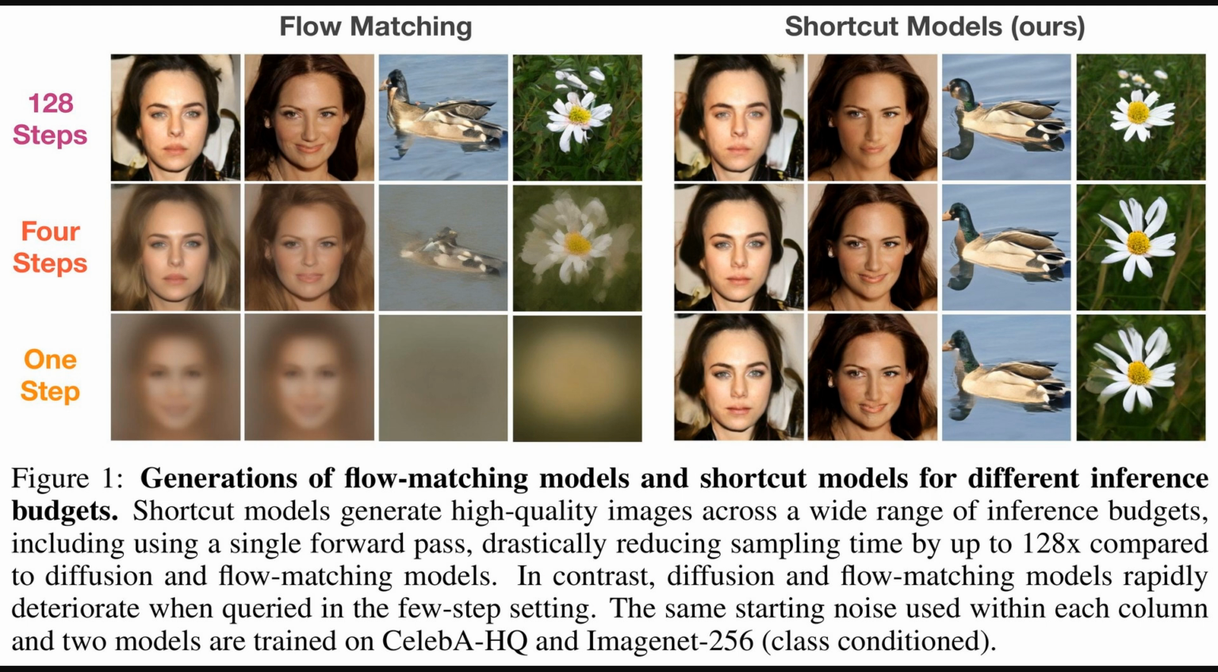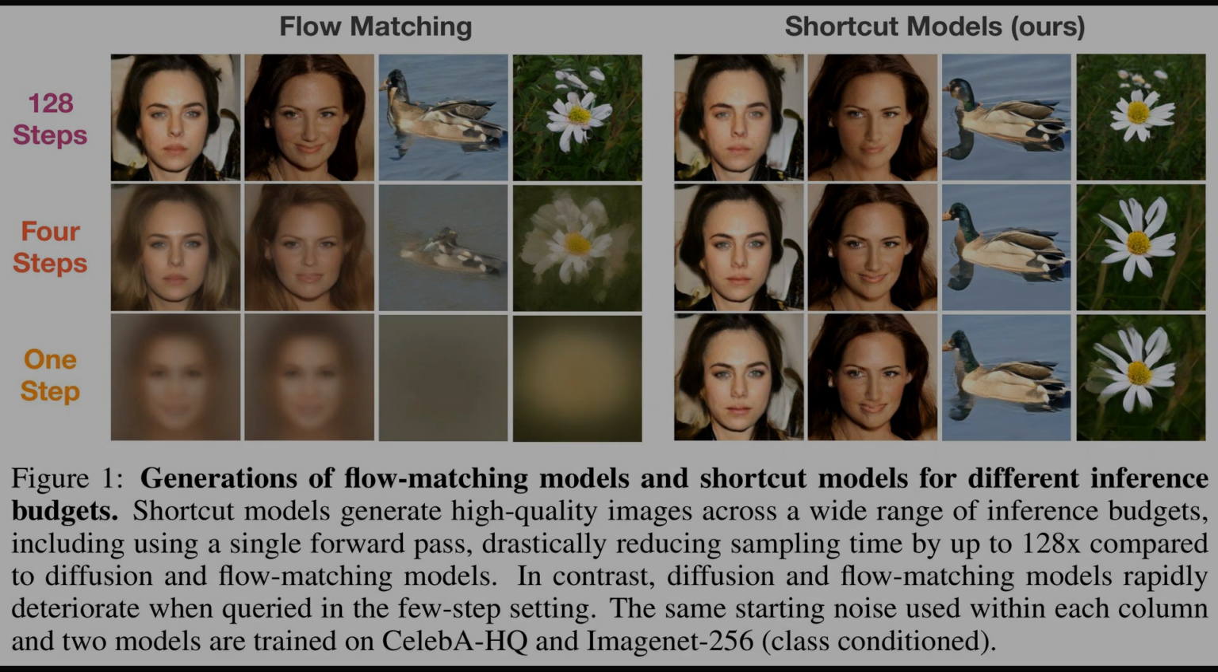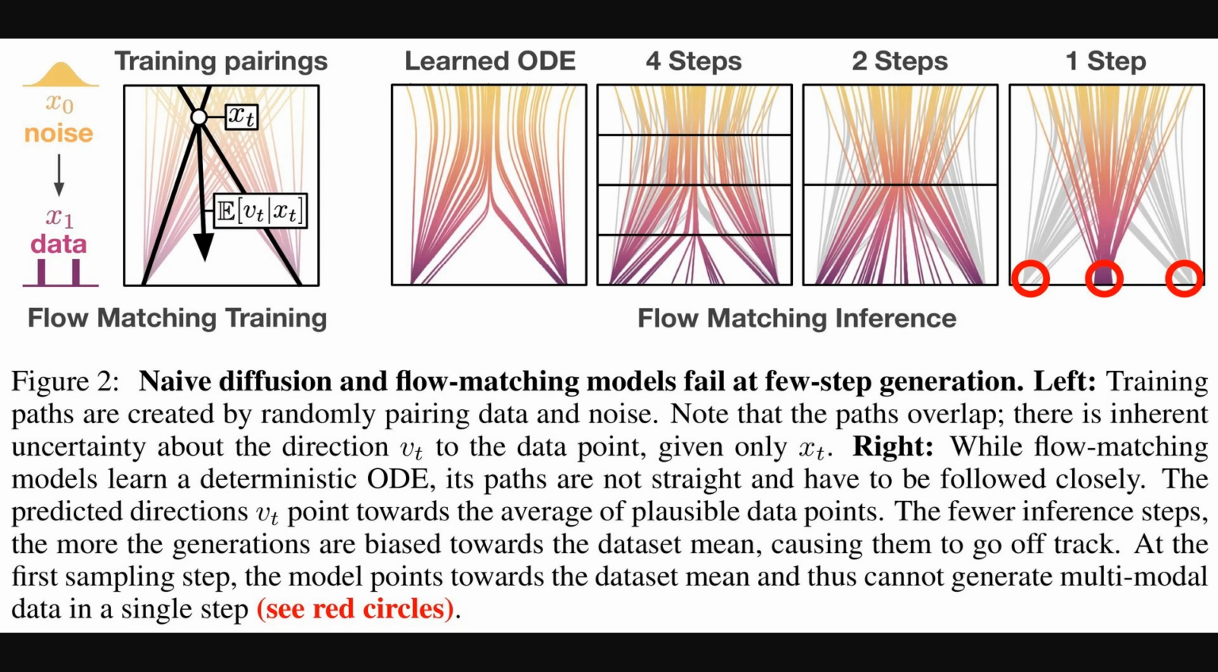At many steps, like 128, both methods produce clear images. But when restricted to just one step, the traditional model's output becomes very indistinct, whereas the shortcut model still generates surprisingly sharp results. This visual really underscores their speed advantage. Let's move on to the next part regarding one-step diffusion via shortcut models.